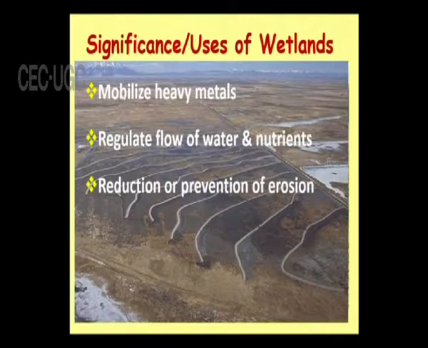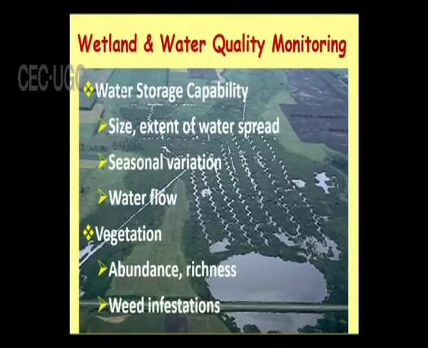And it is mobilizing heavy metals, it regulates the flow of water and nutrients, and it prevents erosion. Actually, the background picture also is the wetland ecosystem only. So, you can understand what an important function the wetland ecosystem is performing.